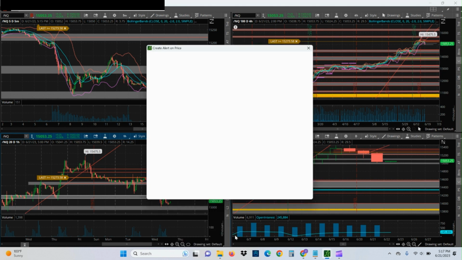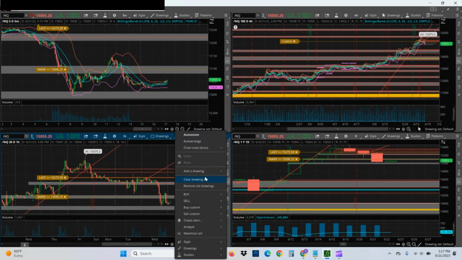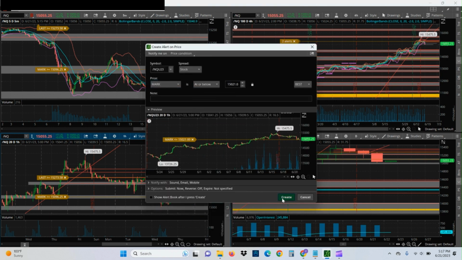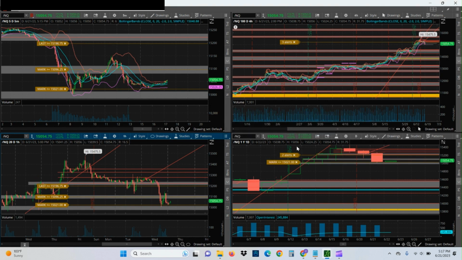All right. If we're at or above that price, I want to be notified. If we drop at or below, I want to be notified. If we get above that, I want to know before we hit this zone here, because if we get as high as that, then I would expect a turnaround towards the bottom of this area.